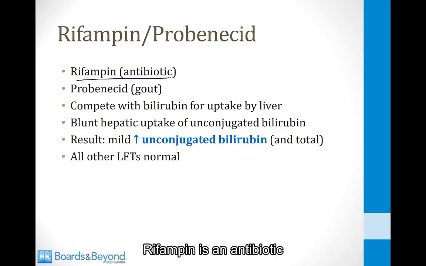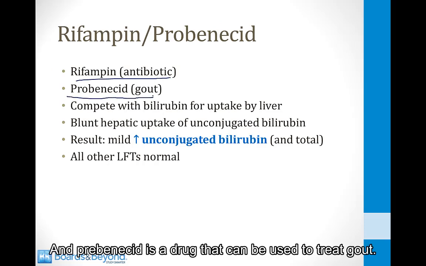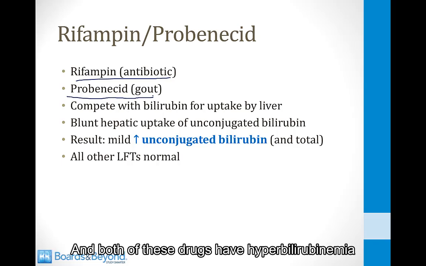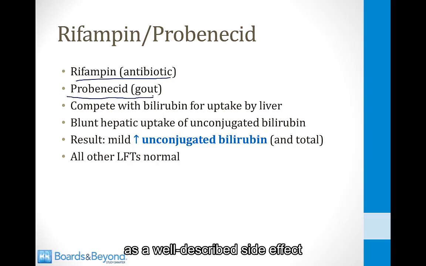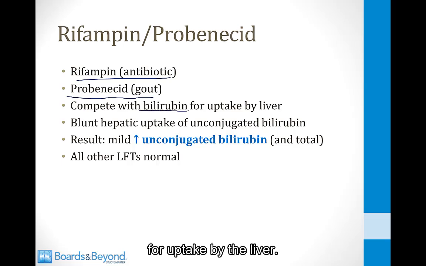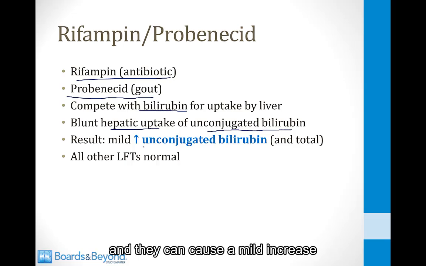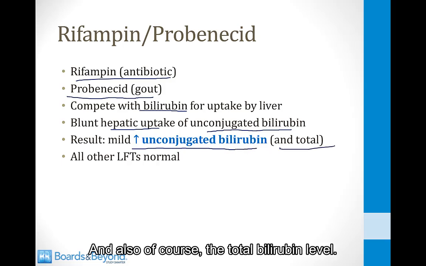Rifampin is an antibiotic that is sometimes used to treat tuberculosis, and probenecid is a drug that can be used to treat gout. Both of these drugs have hyperbilirubinemia as a well-described side effect that occurs in a small number of patients. Both can compete with bilirubin for uptake by the liver, so they can blunt the liver's uptake of unconjugated bilirubin, and they can cause a mild increase in the unconjugated bilirubin level, and also, of course, the total bilirubin level.